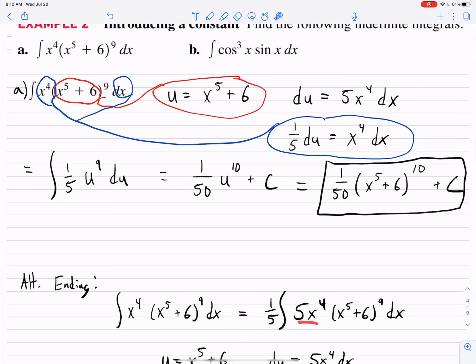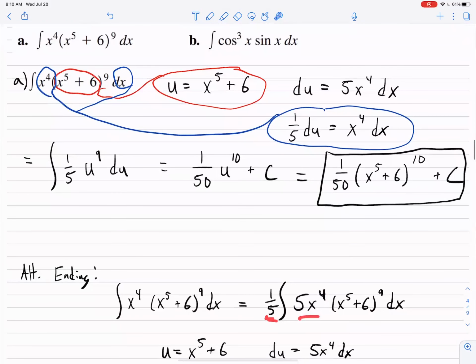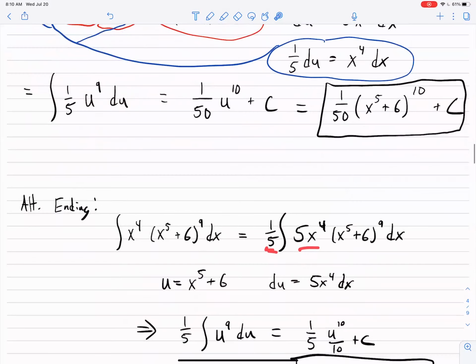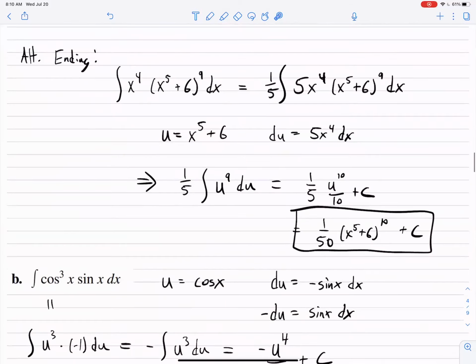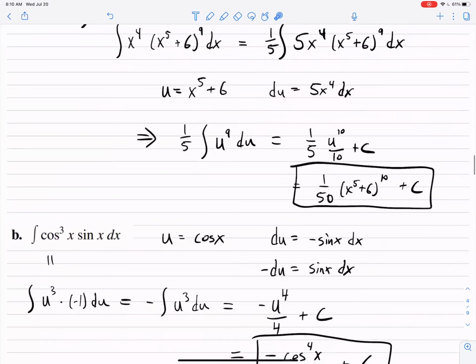And so that's one way. You can just manipulate it so the du is already in there when it's off by a constant, and then it's just a direct substitution. You can do it like that. And so that's another way to do it. And then let's look at this guy.